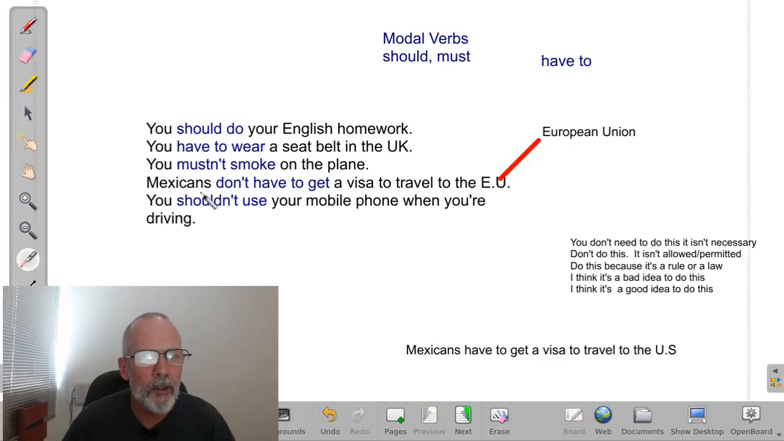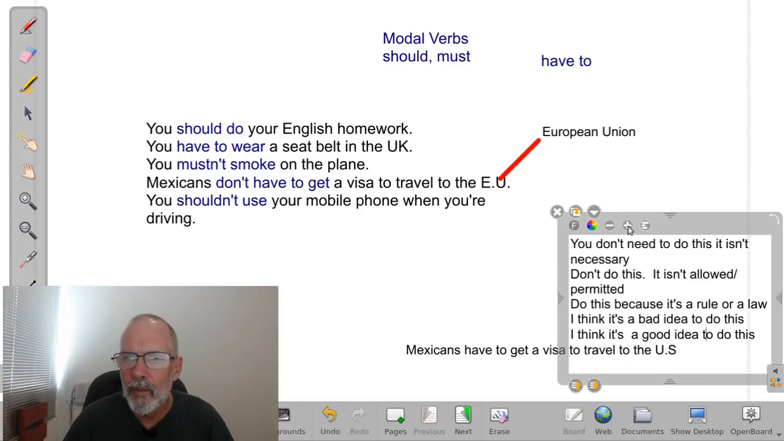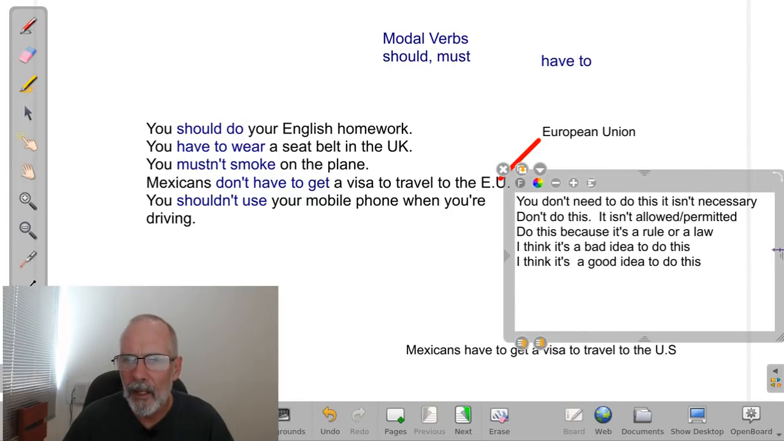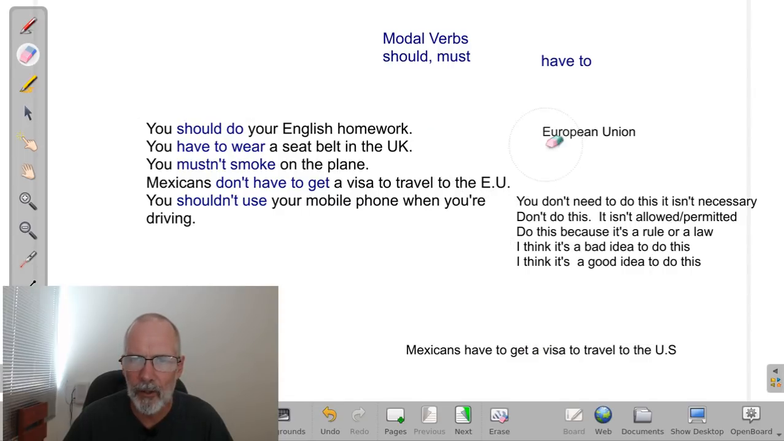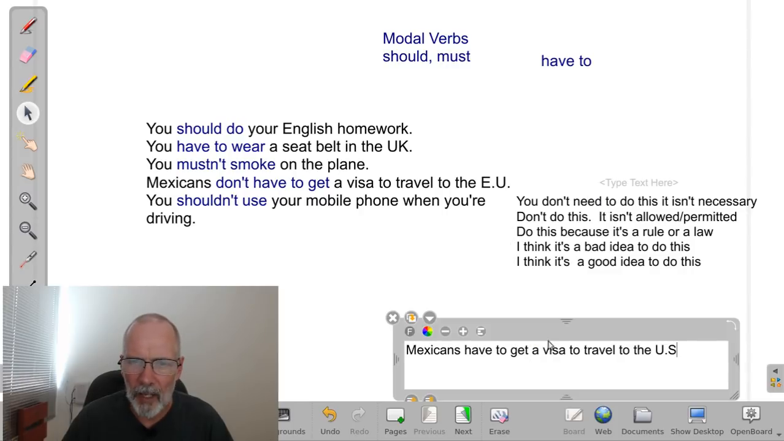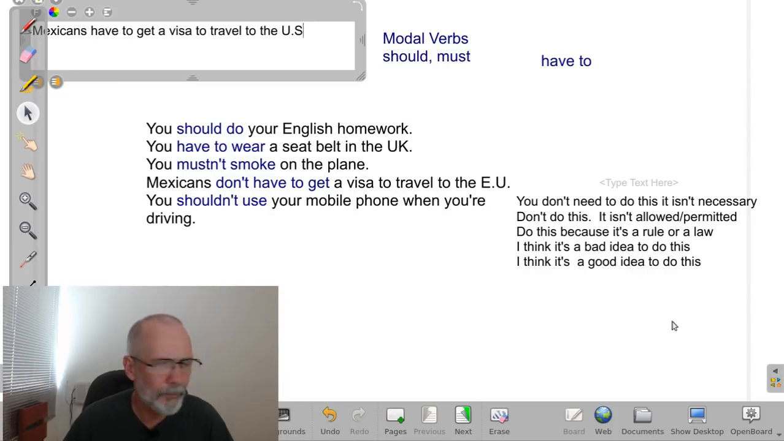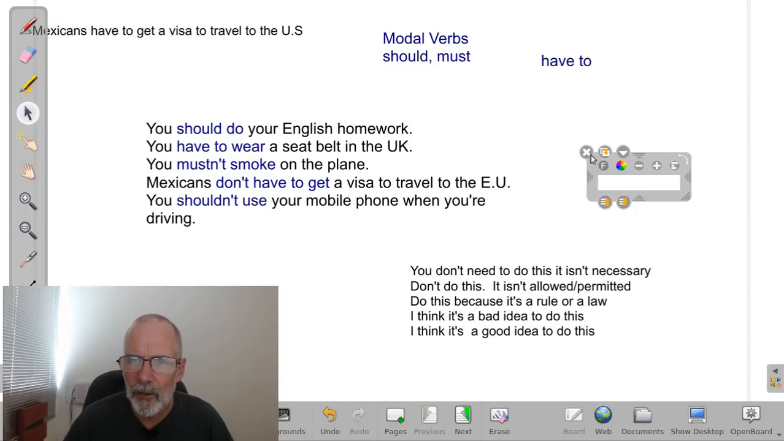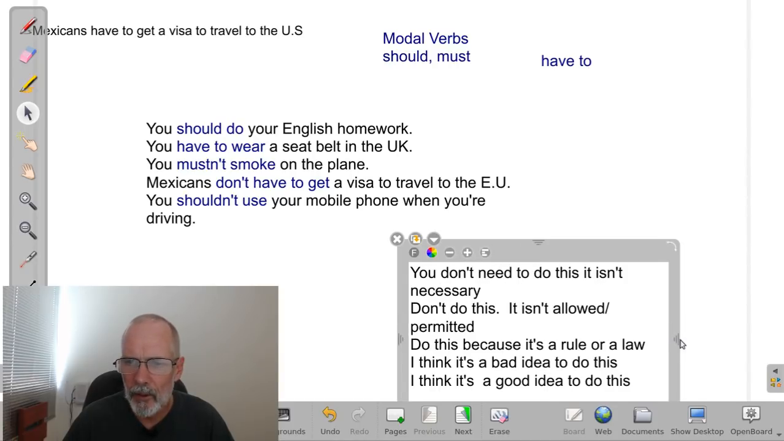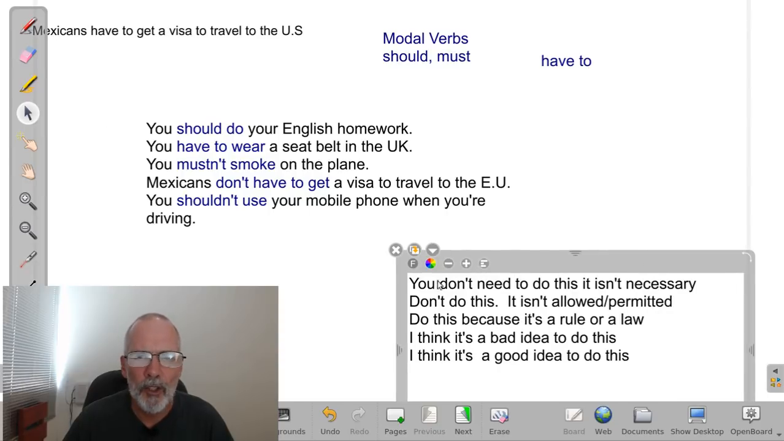So I have five examples here, and over here in this box, let's make that bigger. I think I'll have to get rid of this European Union bit. Remember, EU is European Union. Let's move that up there, and let's move this one down here, because what we need to do is match these, the meanings, with these, the uses. We need to match these with the sentences up here.